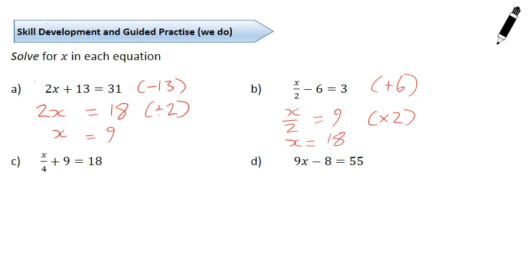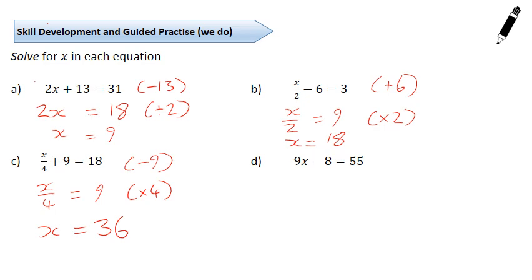Next one down here, get rid of that plus 9 by minusing 9. x on 4 equals 18 minus 9, which is 9. Get rid of that divide by 4 by timesing by 4. So x will equal 36.